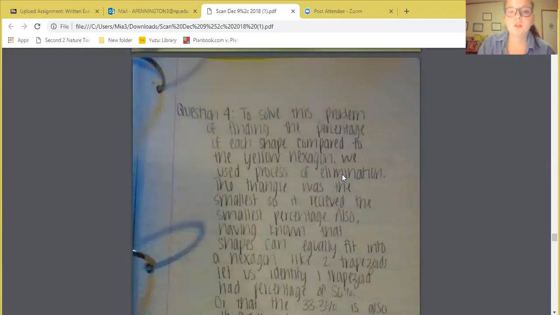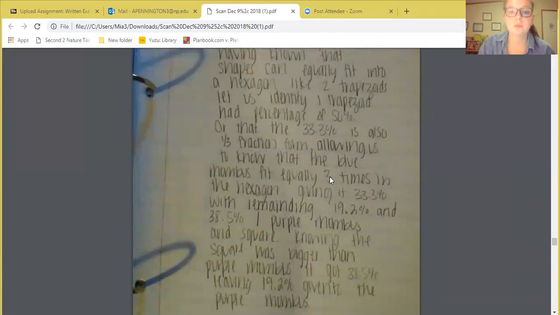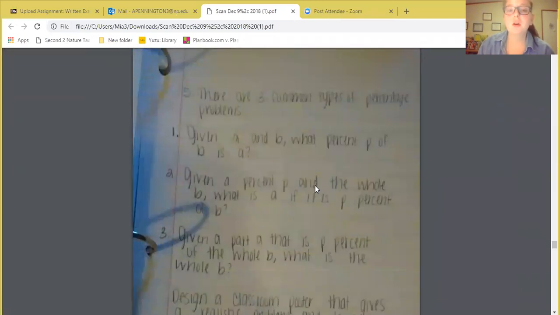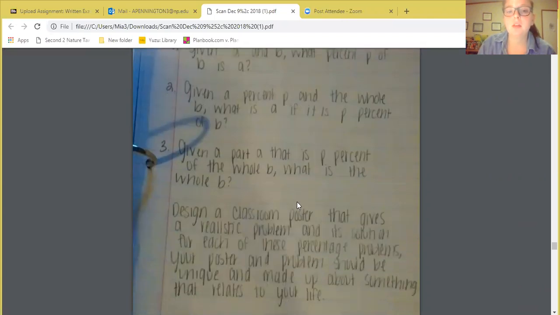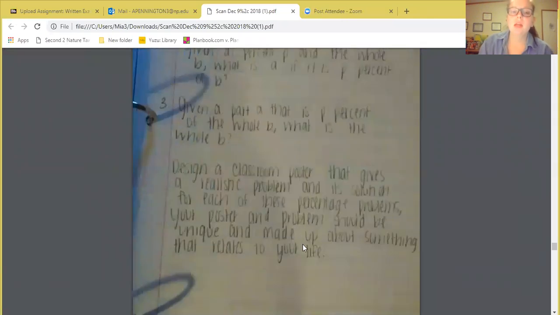Now let's move on to question 4, or question 5, my bad. There are 3 common types of percentage problems. 1, given A and B, what percent P of B is A? 2, given A is percent P of the whole B, what is A if it is P percent of B? And 3, given a part A that is a percent of the whole B, what is the whole B? This is to design a classroom poster that gives a realistic problem and its solution for each of these percentage problems. Your poster and problem should be unique and made up with something that relates to your life.